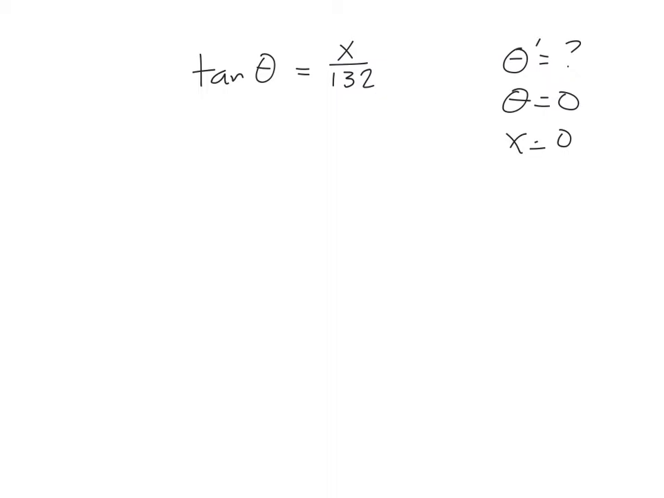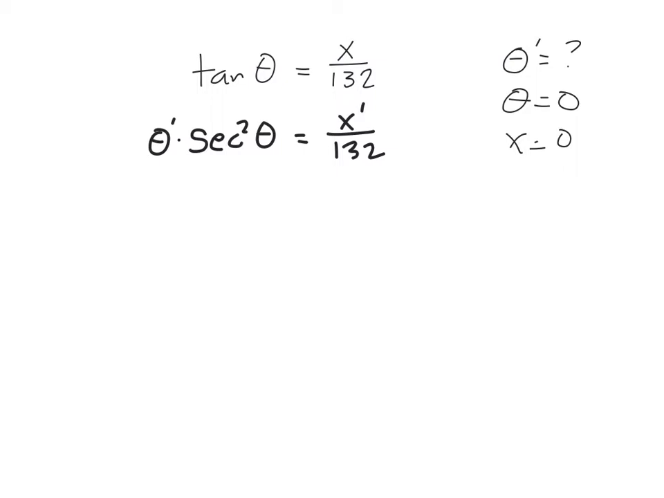Now let's take the derivative. We do that derivative implicitly. So we're going to take the derivative of tangent theta with respect to time, and that'll give us a derivative of secant squared theta times theta prime. I'm going to write it out here just so it's clear that I'm multiplying theta prime by secant squared of theta. The derivative of x over 132 is 1 over 132 times x prime, so that's going to be x prime over 132. Now at this point we can plug some values in.